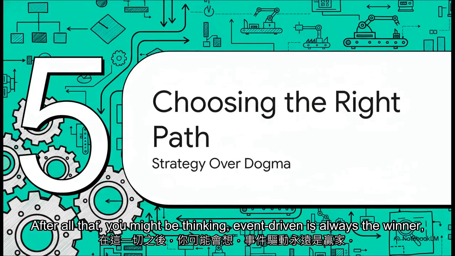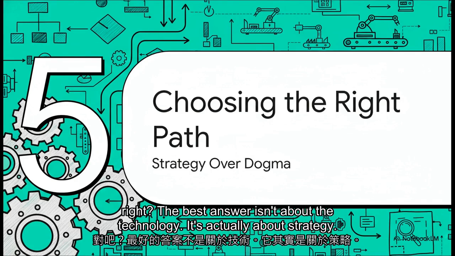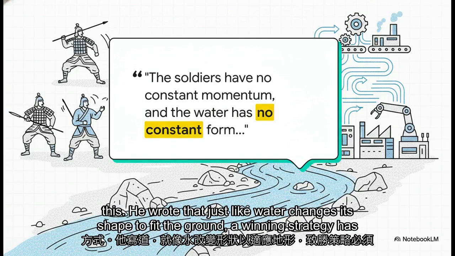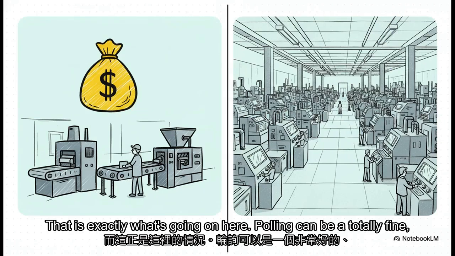So after all that, you might be thinking, okay, so event-driven is always the winner, right? Well, the best answer isn't really about the technology. It's actually about strategy. And believe it or not, the ancient strategist Sun Tzu gives us the perfect way to think about this. He wrote that just like water changes its shape to fit the ground, a winning strategy has to adapt to the situation. There's just no single best way that works for everything all the time. And that is exactly what's going on here.